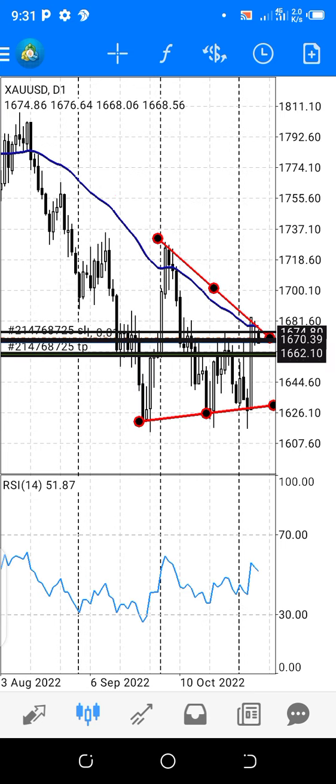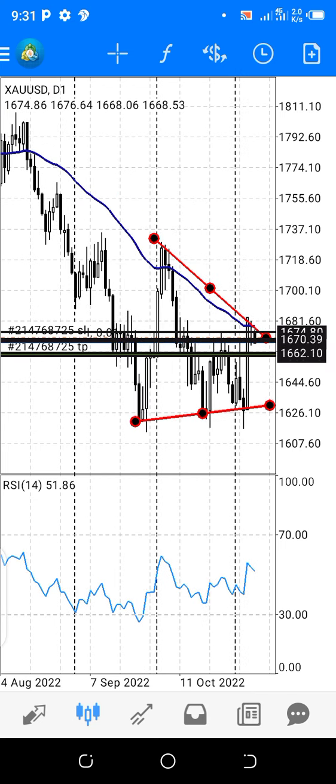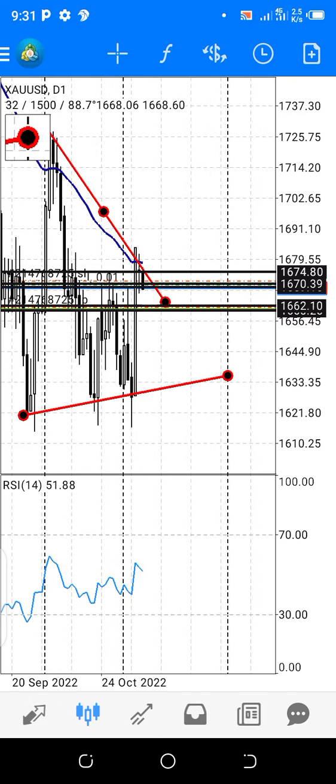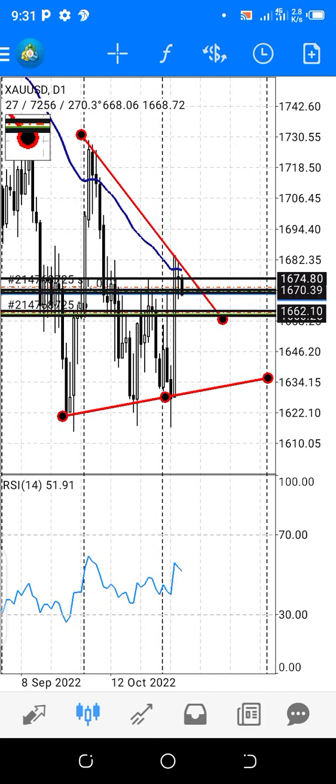If you look at it very well, you discover that it touches here and it also touches here. It's forming a triangle pattern. You look at it very well. It's forming a triangle pattern. So the pattern is going to complete this cycle. You can see it's forming the pattern here.